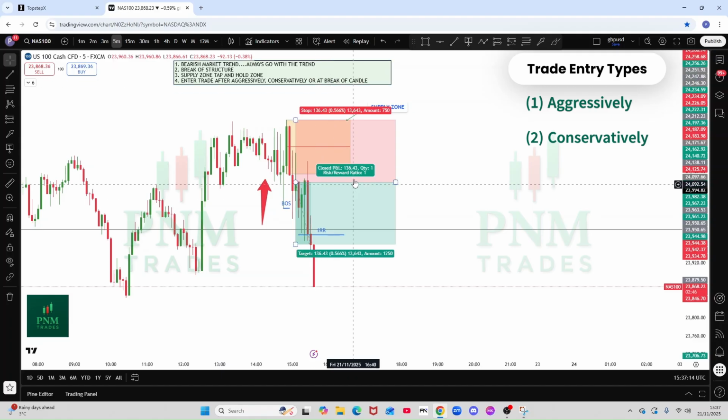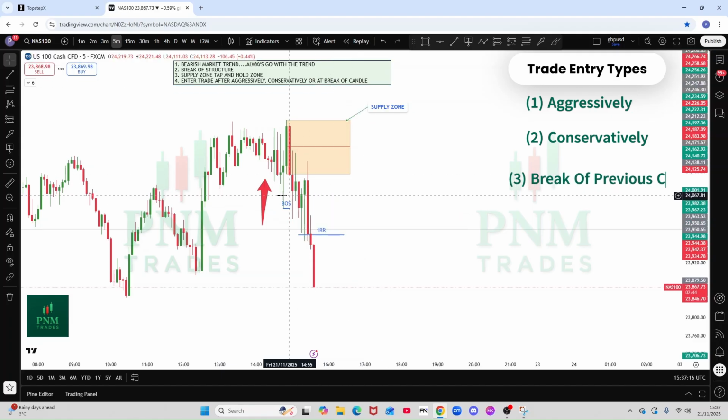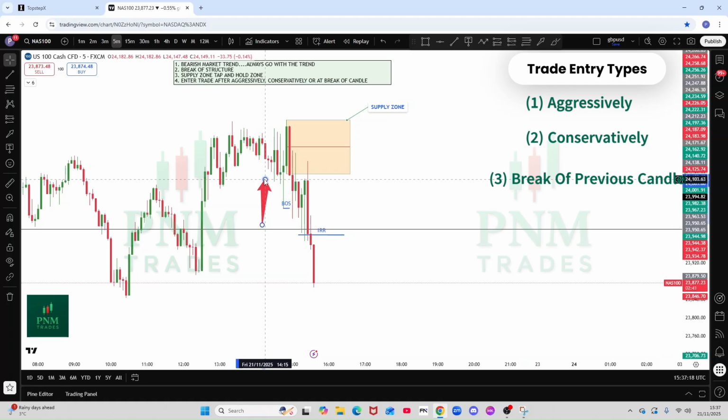Now break of the candle is when you're not so sure of where to enter, you want more confirmation. So all this does is gives you a different risk to reward. So conservative, wait for this to close. As it's forming this new one, just as it's starting, place your entry.